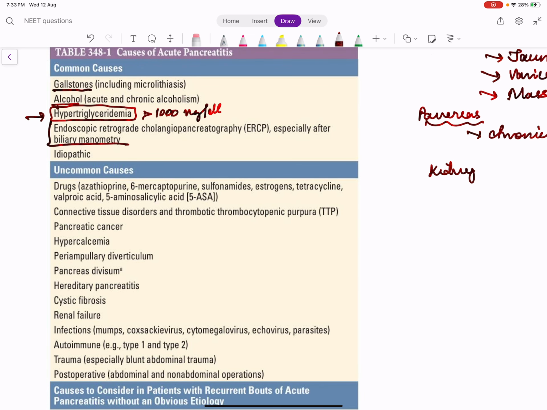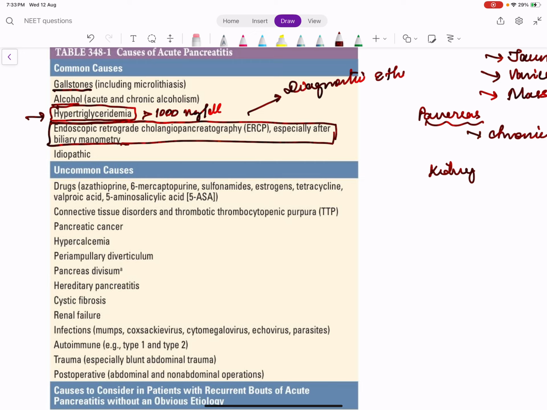Remember ERCP. We discussed endoscopic retrograde cholangiopancreatography. It is a very important diagnostic and therapeutic tool in pancreatic diseases and obstructive jaundice, but post ERCP itself, they are more prone to developing pancreatitis, right? So this can be asked as a scenario. Following ERCP, if they develop some abdomen pain, always think of post ERCP pancreatitis.